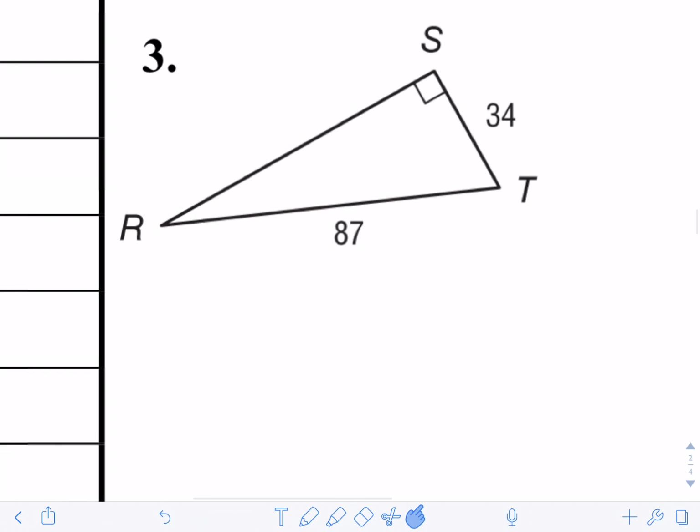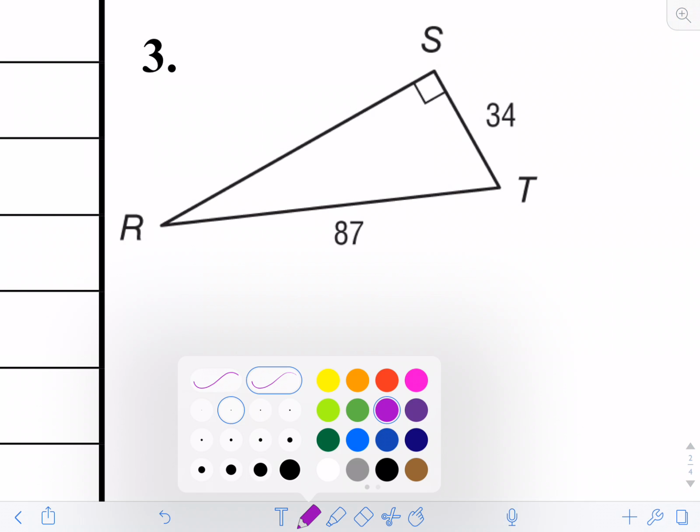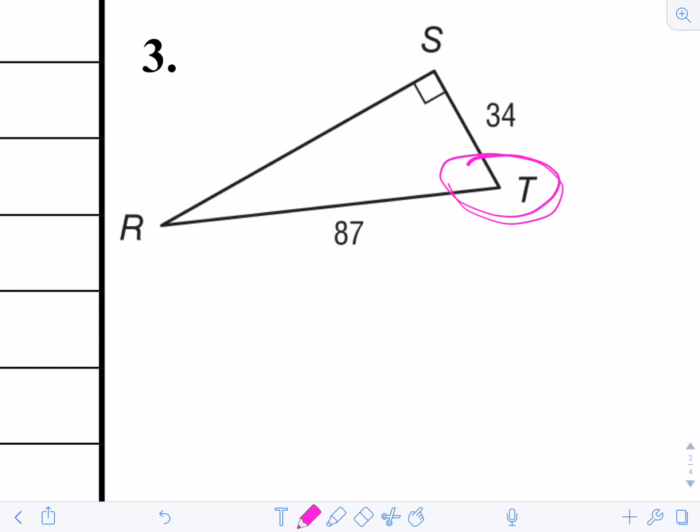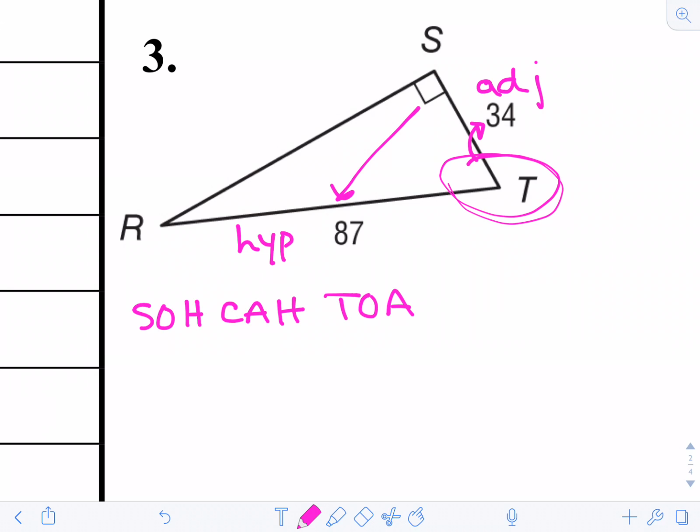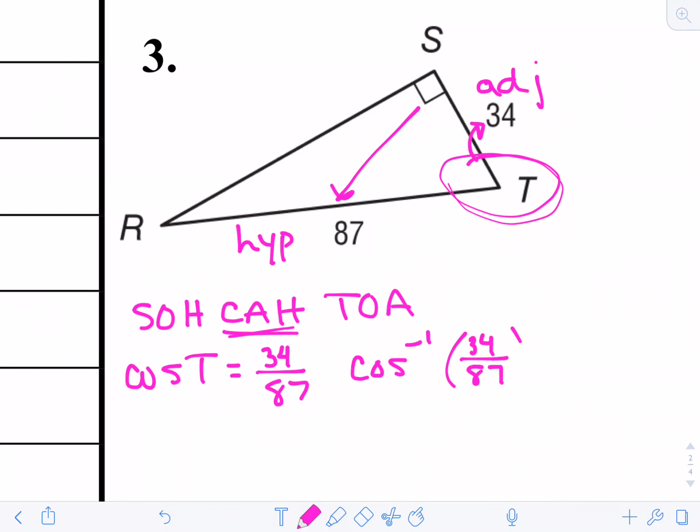Okay. Number 3. For this one, again, we want to find the measure of angle T. What we have here is adjacent, and this one is our hypotenuse. So SOHCAHTOA. You want the one that is adjacent and hypotenuse, so that would be your cosine. So cosine of T is equal to adjacent is 34, hypotenuse is 87. So the inverse of cosine of 34 over 87 will give you the measure of angle T.